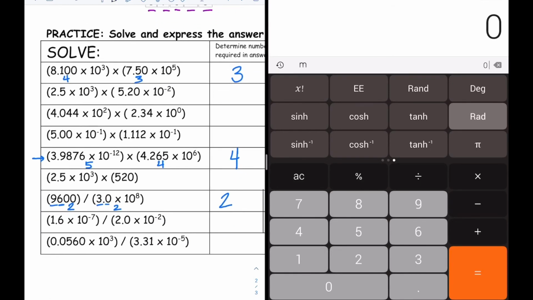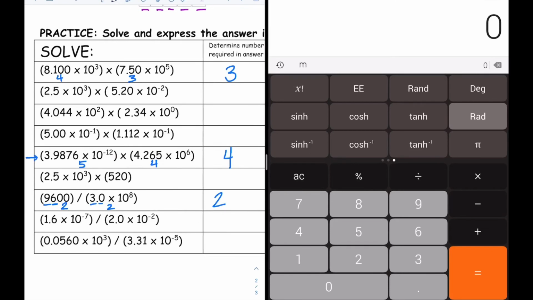And then finally, we have 0.0560. So that's 3 significant digits. These 3 are the ones that are significant. The 2 zeros in front, remember, they're placeholder zeros or leading zeros, which are never significant in a value. And then 3.31, all 3 of those are significant. So our final answer will be recorded using 3 significant digits.